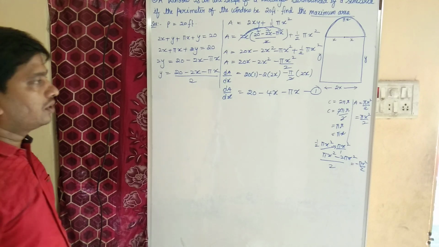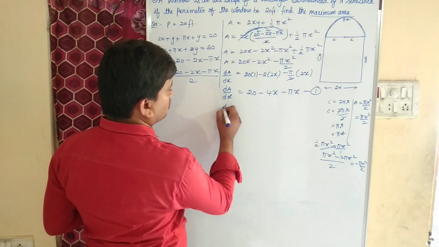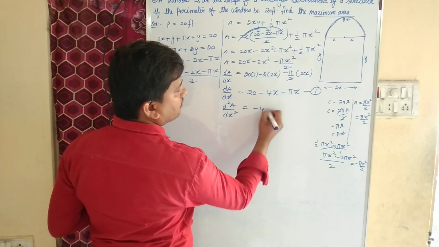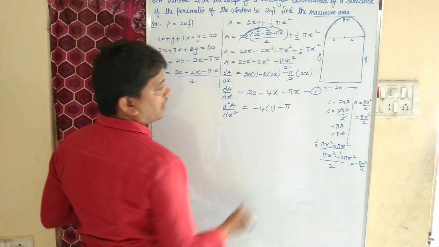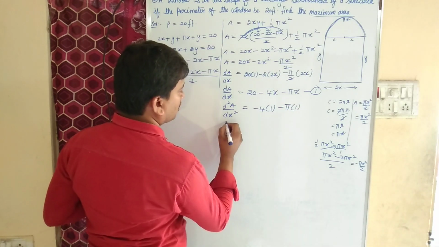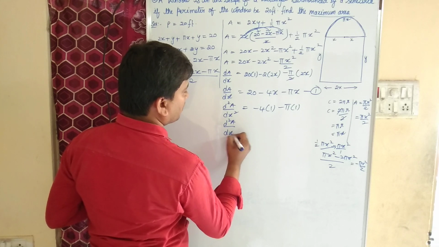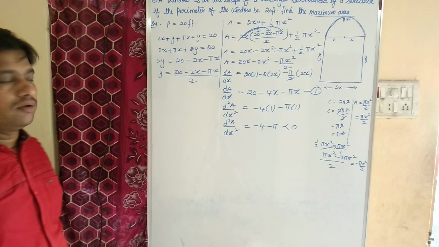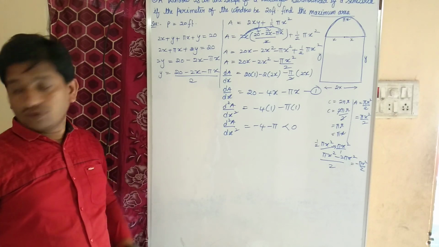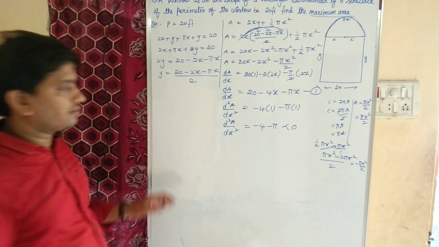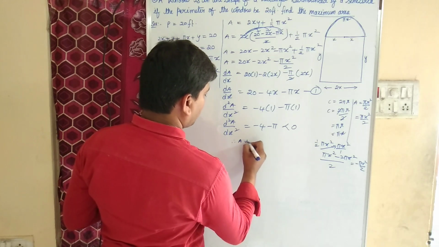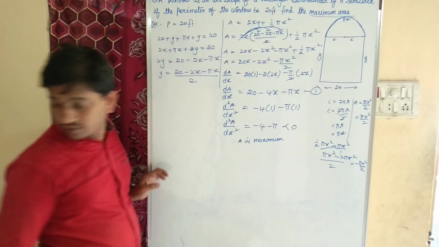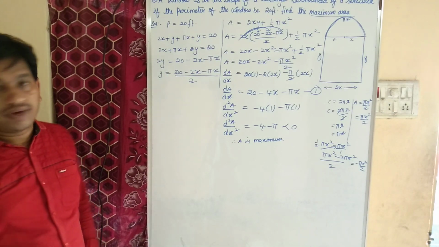Okay. Now again differentiate with respect to x. So you will get d square A by dx square equals 20 constant, minus 4 into the derivative of x which is 1, minus pi into the derivative of x which is 1. So d square A by dx square equals minus 4 minus pi, which is less than 0. If d square A by dx square is less than 0, therefore A is maximum.